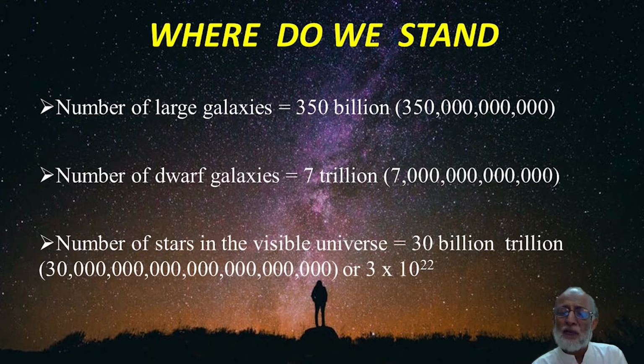And you can also see 7 trillion dwarf galaxies. Dwarf galaxies are galaxies having less than 200 billion stars. And they estimate that in the visible universe, we can observe from Earth through vision, maybe through powerful telescope, 30 billion trillion stars. I repeat, 30 billion trillion stars. Very important. Subhanallah, you can look into the vastness of the universe.